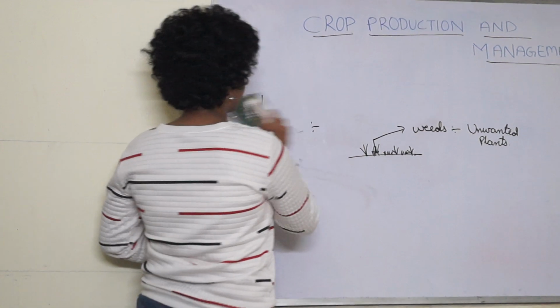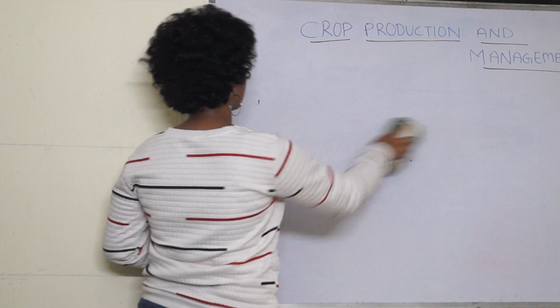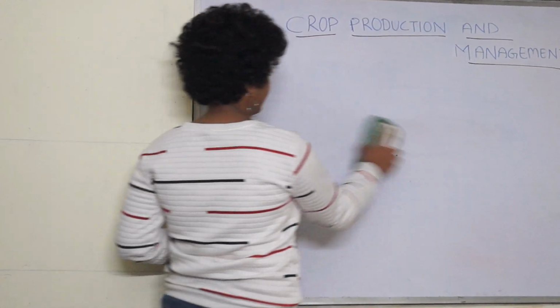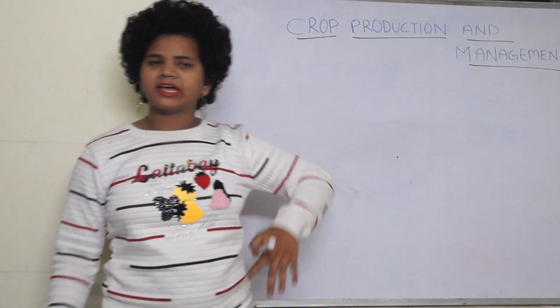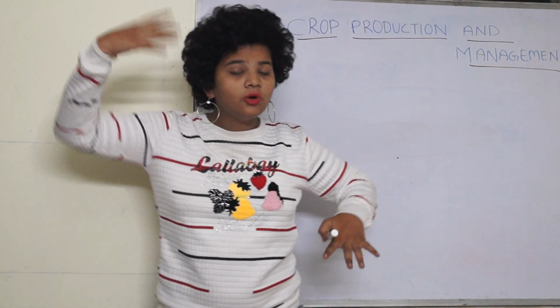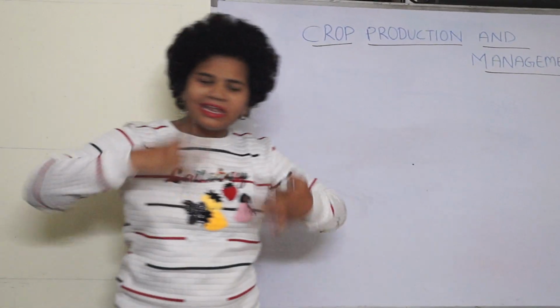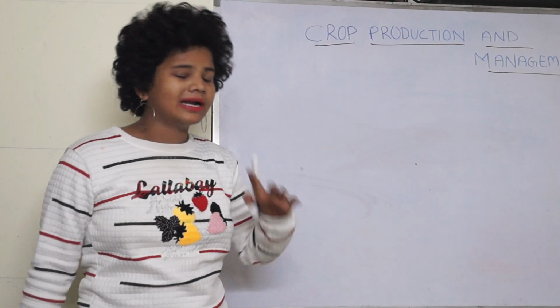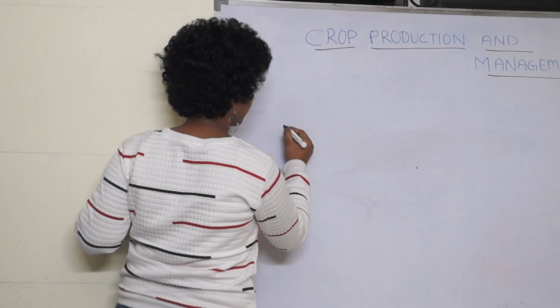And now let's go for the cultivator. Just now we learned that we have plowing, right? We completed plowing, but now there came a new machine to plow. So it saves labor time. That machine is called a cultivator.